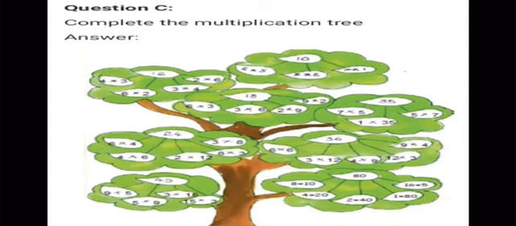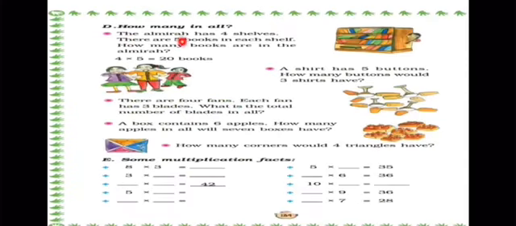So start filling up this tree in your textbook. Page number 134. How many in all? The almirah has 4 shelves. There are 5 books in each shelf. How many books are there in the almirah? So what we are going to do, 4 multiplied by 5 is 20. So instead of doing 5 plus 5 plus 5 plus 5, 4 times, we are just doing 4 5s are 20.